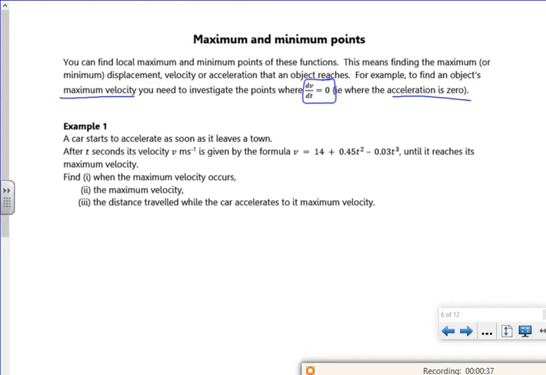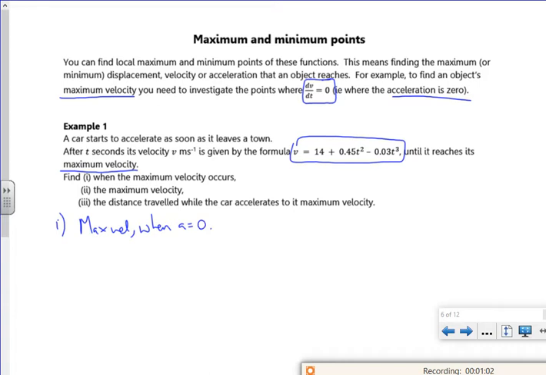So it says here, example one, a car starts to accelerate as soon as it leaves town. After 2 seconds, its velocity is that, until it reaches a maximum velocity. So when does the maximum velocity occur? So the max velocity is when a equals zero.